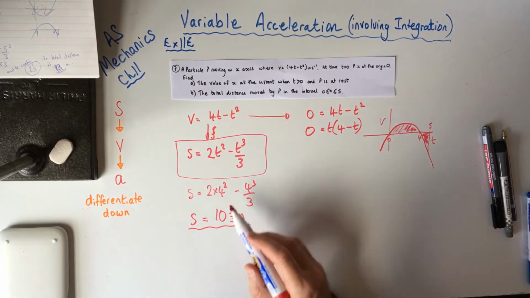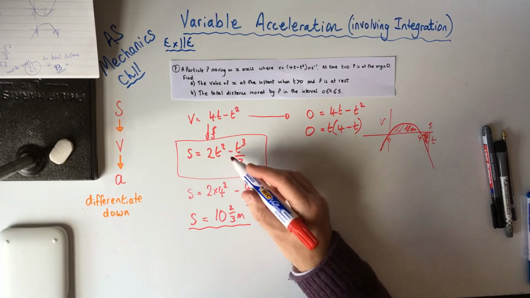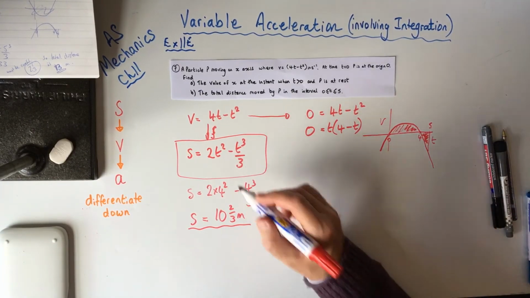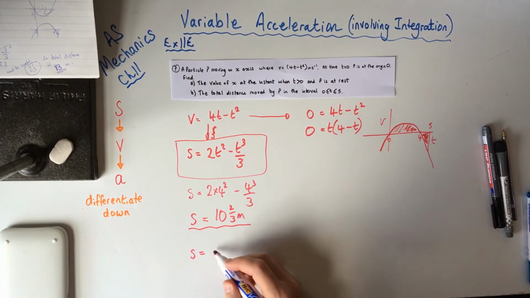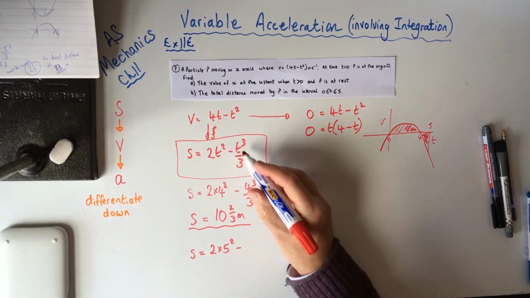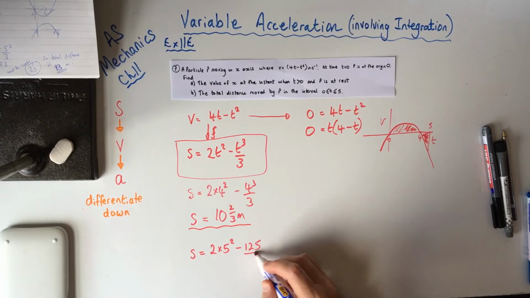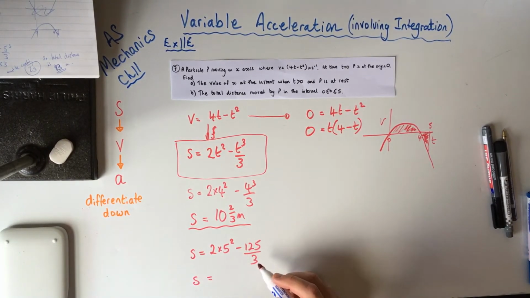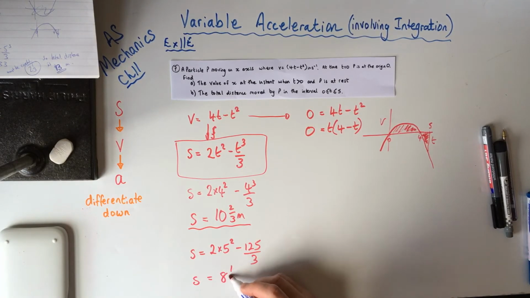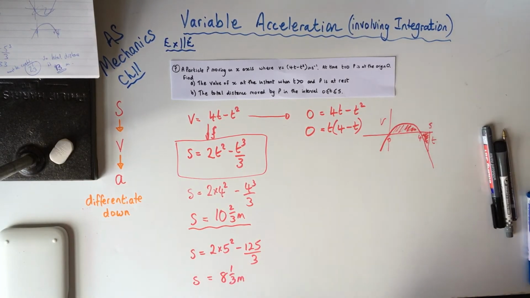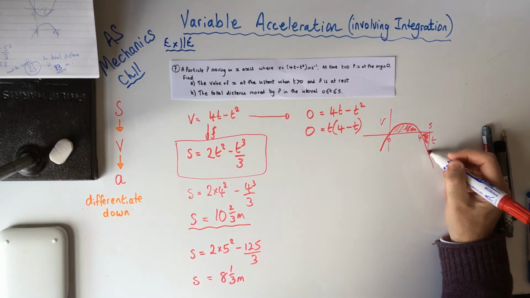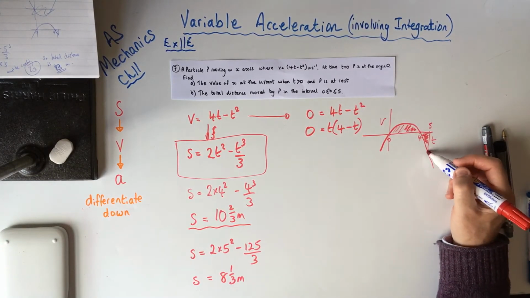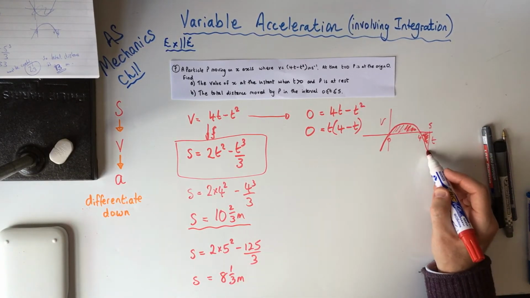Well, we already know what s is at 4, so if we put 5 in to work out what it is, we get 2 times 5 squared. 5 cubed is 125. I'm going to go straight for that. We get s is 8 1/3. That gives us 8 1/3 meters. Okay, so at this point, you've got the displacement is 8 1/3 meters.